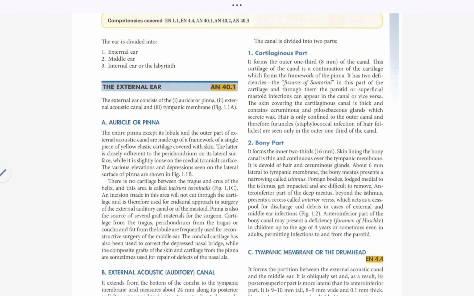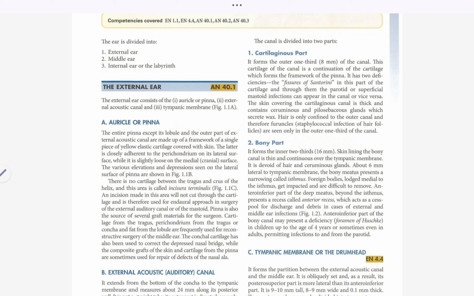It has two deficiencies, the fissures of Santorini, in this part of the cartilage, and through them the parotid or superficial mastoid infections can appear in the canal or vice versa. The skin covering the cartilaginous canal is thick and contains ceruminous and pilosebaceous glands which secrete wax. Hair is only confined to the outer canal and therefore furuncles, staphylococcal infection of the hair follicles, are seen only in the outer one third of the canal.